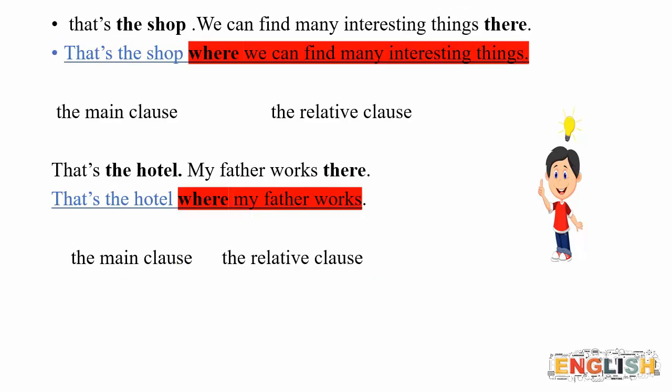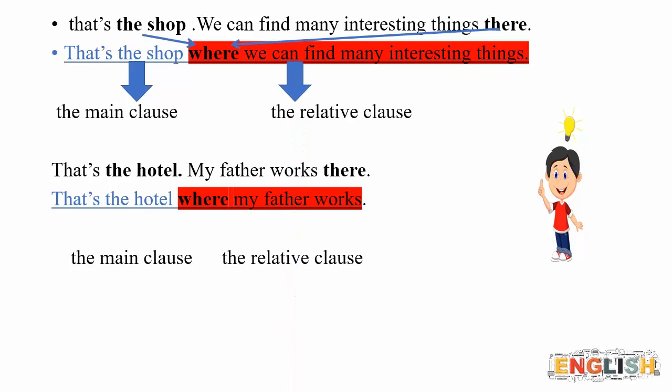So let's have a quick recap of what we have seen so far. Let's start with the first example. That's the shop. We can find many interesting things there. So we say, that's the shop where we can find many interesting things. So we replaced the shop and there with the relative adverb where. It means that that's the shop is the main clause, and where we can find many interesting things is the relative clause.